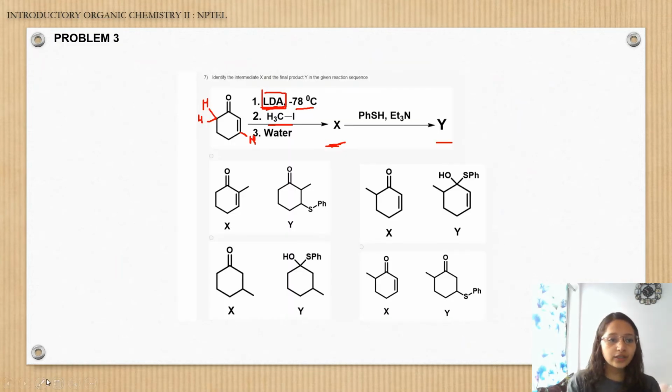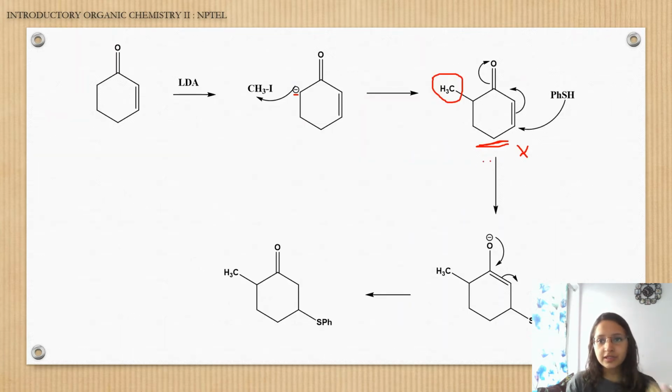So this is what X is. First of all, LDA will abstract a proton which is more acidic. If you abstract a proton from this side, then only you will end up with a carbanion which is resonance stabilized. And here, if you abstract the proton, there is no point of stabilization or conjugation. So that is why they are abstracting the proton from this side. And if methyl iodide is now trapped, then this kind of system is getting generated.